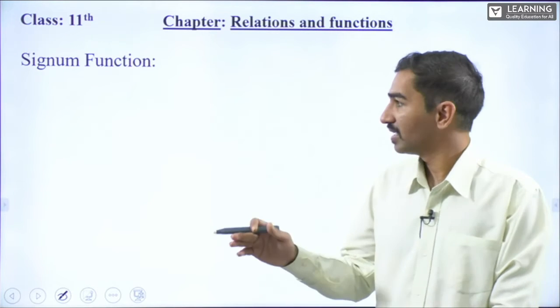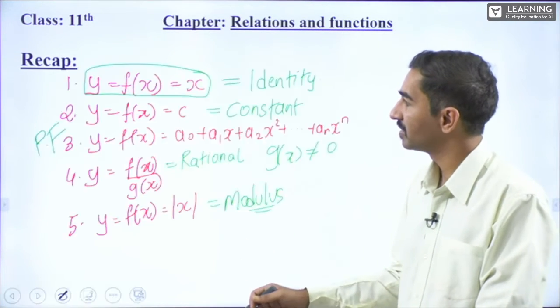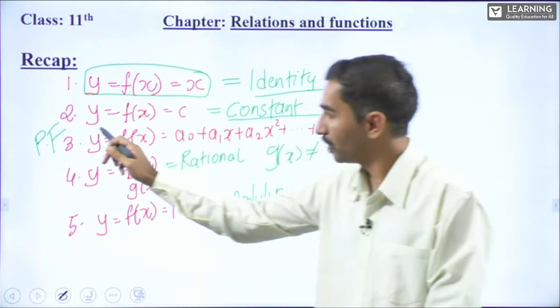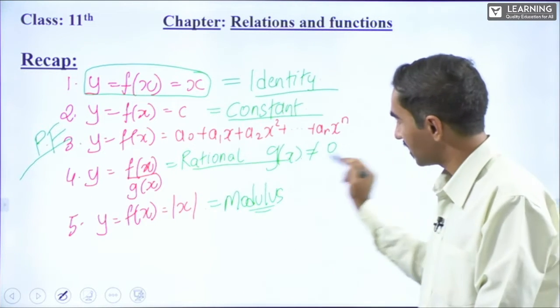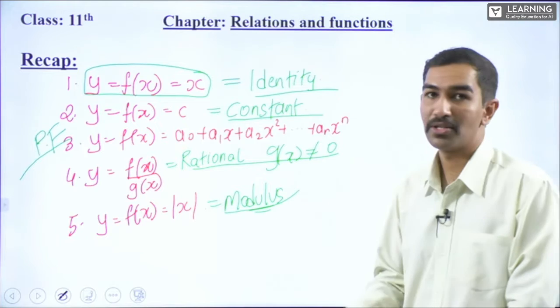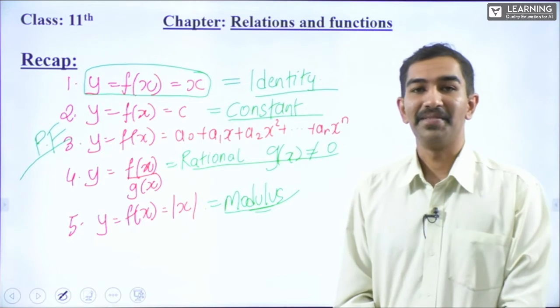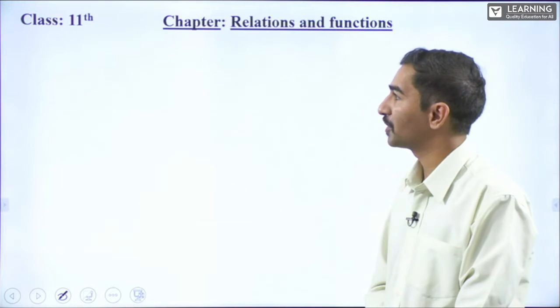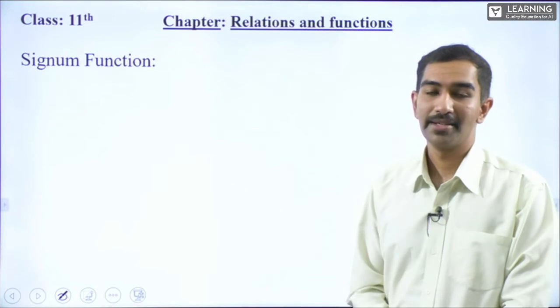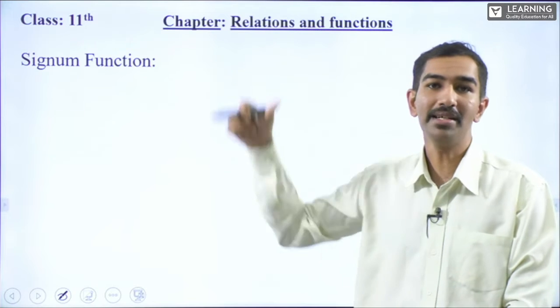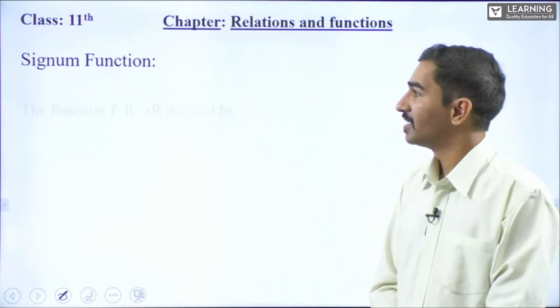Like how we saw all these functions: identity function is a name, constant function is a name, polynomial function is a name, rational function is a name, and modulus function is also a name. In a very similar manner, today the very first function is called the Signum function. We'll first see what the Signum function is, then understand it with respect to the graph. Alright, so what is the Signum function?